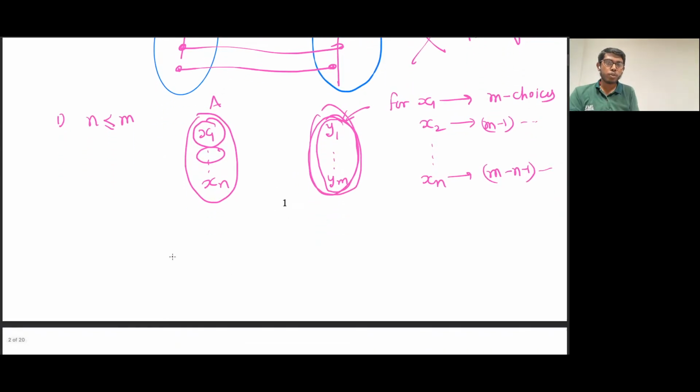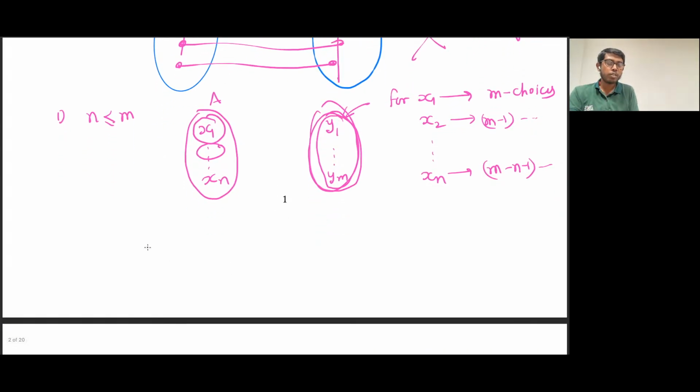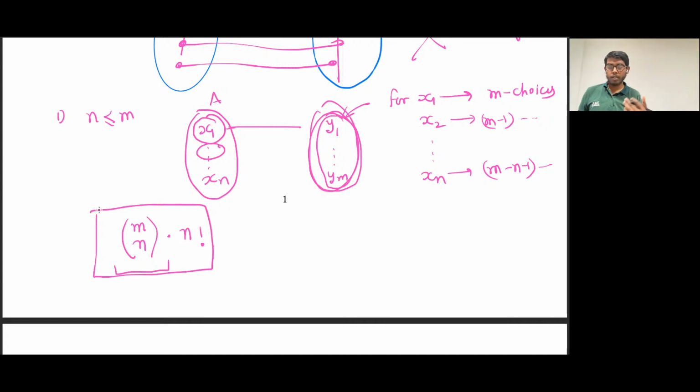So the total number of injective functions will be, first of all, I have to choose n elements from m elements. So m choose n. This is like choosing which n elements of B the elements will go to. And now I also have to permute them. So I have to permute these n elements, so that's n factorial. This is the total number of injective functions from set A to set B.